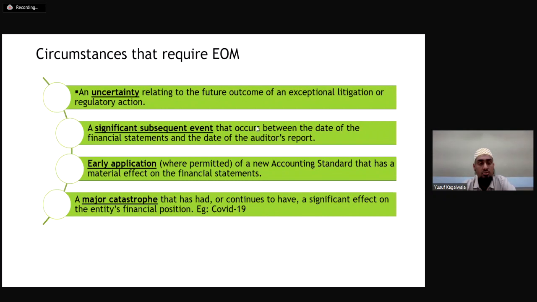So because of this, since we are relying on a legal confirmation, the lawyer's confirmation, we should give an EOM.